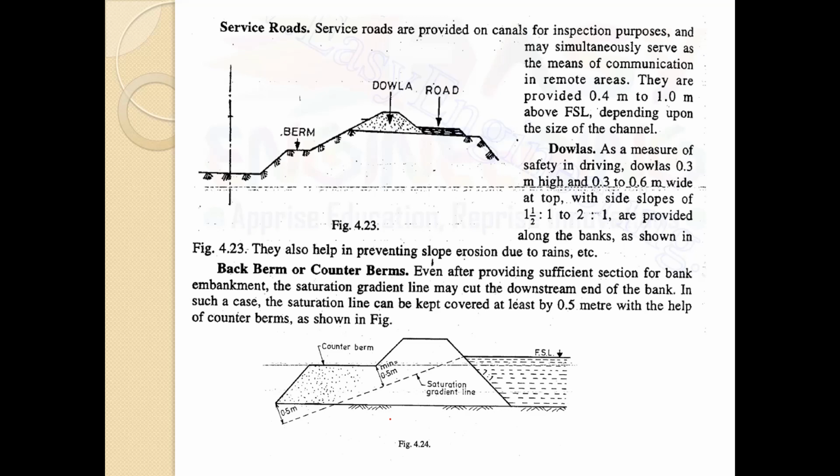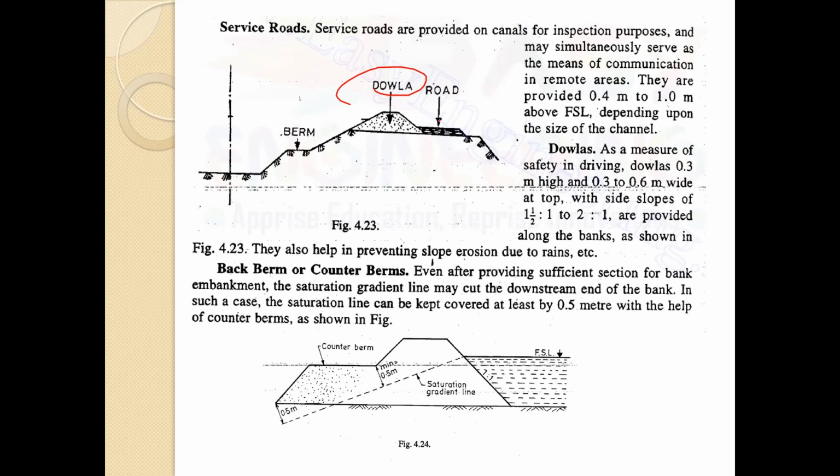remote areas. Then the dowels: as a measure of safety on driving, dowels of 0.5 meter high and 0.3 to 0.6 meter wide at the top, with side slopes of 1.5 to 1, 2 to 1, are provided along the banks as shown in this figure. So here this thing has been provided. They also help in preventing slope erosion due to rains, etc. So this is the road, and for protection of this, additional dowels have been provided.